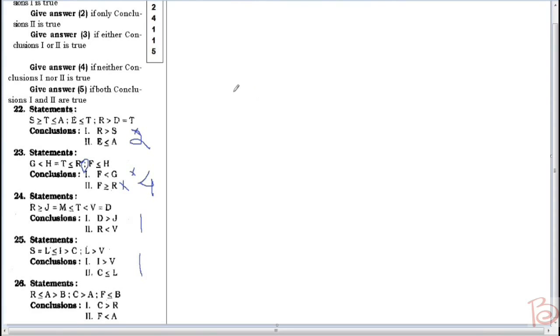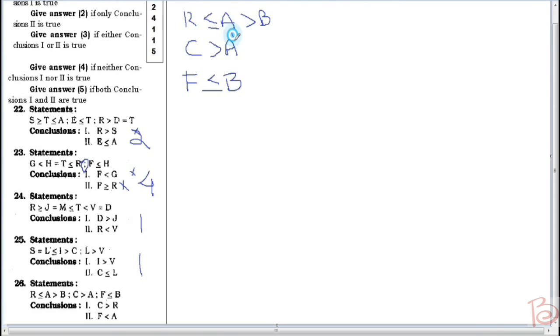Now we can go for the last sum, where we can see there are 3 statements. That is, first one is R less than or equal to A greater than B, C greater than A, F less than or equal to B. So the first step is we have to combine this into a single statement.